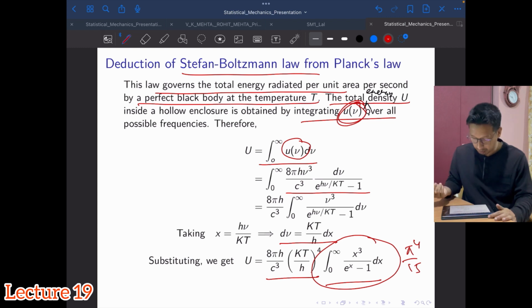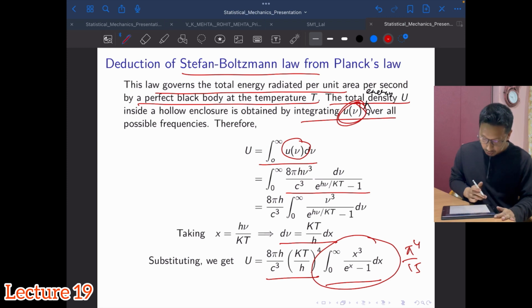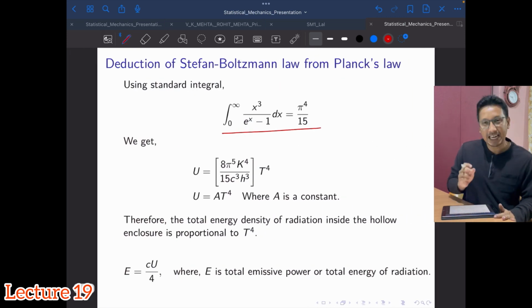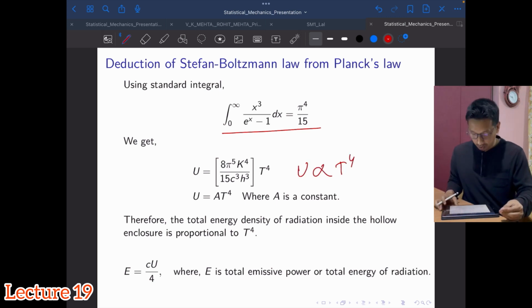Then we are almost into Stefan's law, right? Because 8 pi h by c cubed, all these are constants, k is constant, h is constant, T to the power 4 we already got, and what remains, pi to the power 4 by 15, these are numbers, these are constants. So the total energy density, as you can see here, is proportional to T to the power 4. Almost we are into Stefan's law.